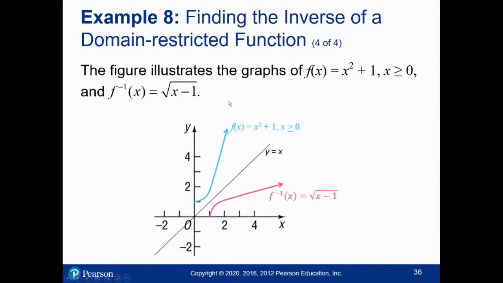Okay, so here are the graphs of the two functions. The blue one is what we started with. Notice it's that parabola, but it's only the right half of it because we restricted the domain. And then there's the graph of its inverse. It's the square root function. It's just been shifted one to the right.